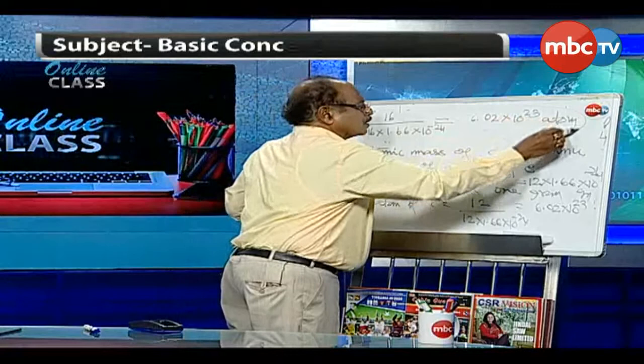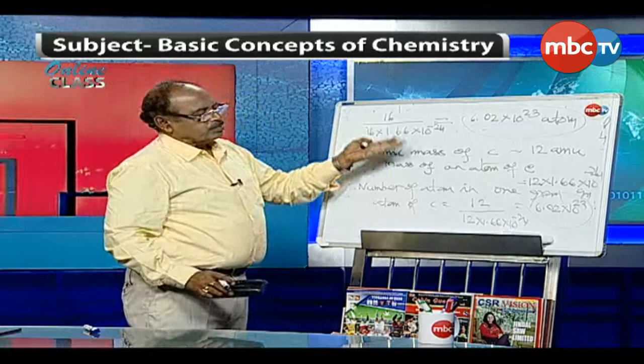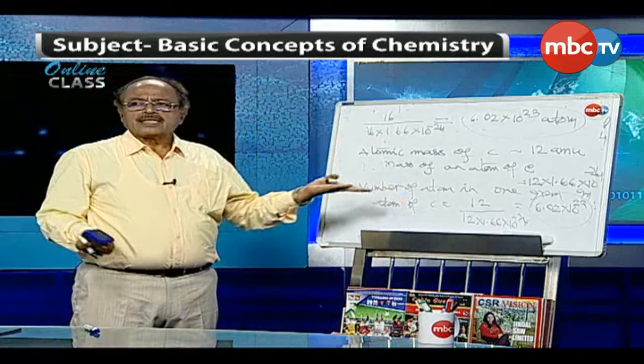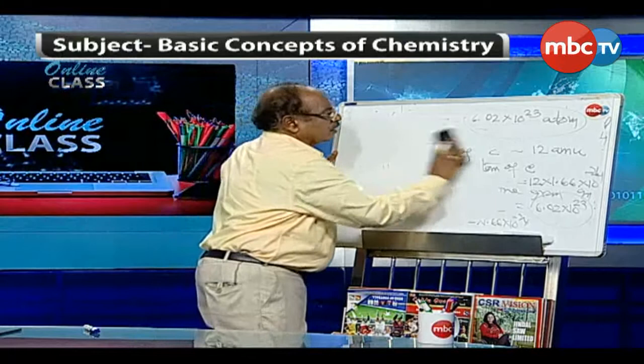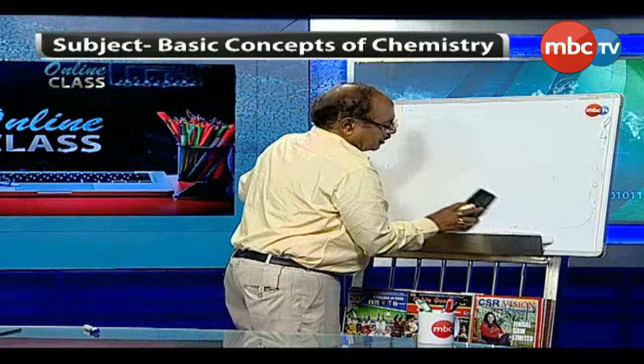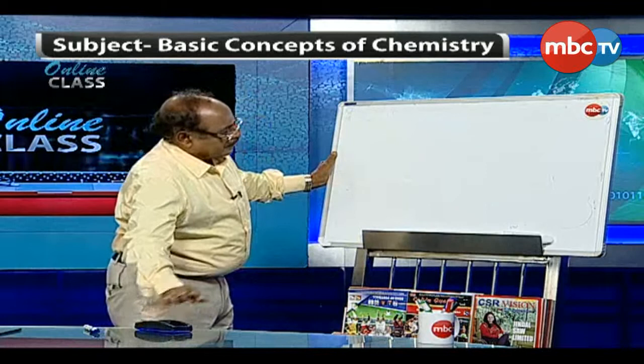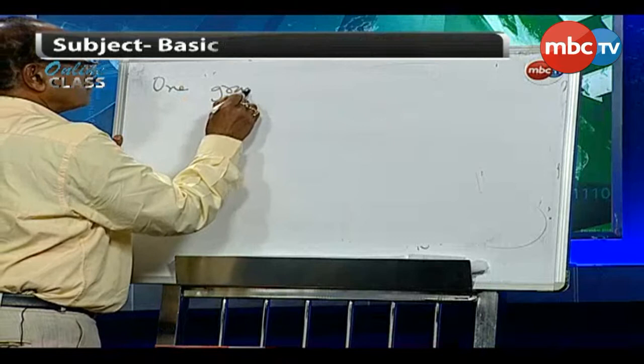So we find the same value here. If you go to sulfur, uranium, thorium, iron, anything you take, 1 gram atom of every element contains a constant number of particles. This is a very wonderful thing that happens in nature, the uniformity of nature. So we conclude here, 1 gram atom of any element.